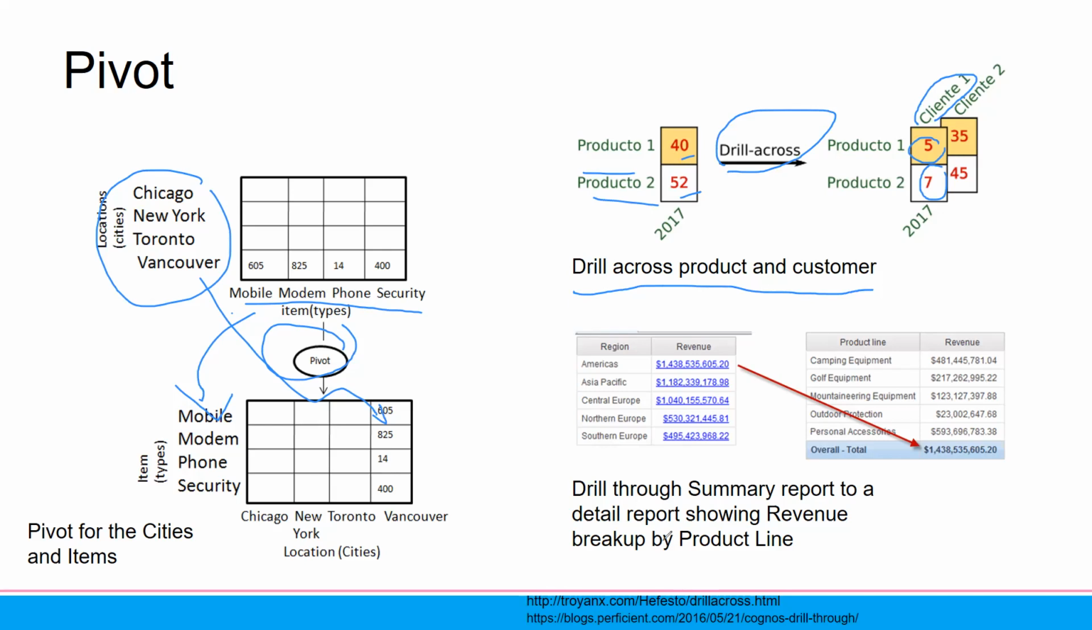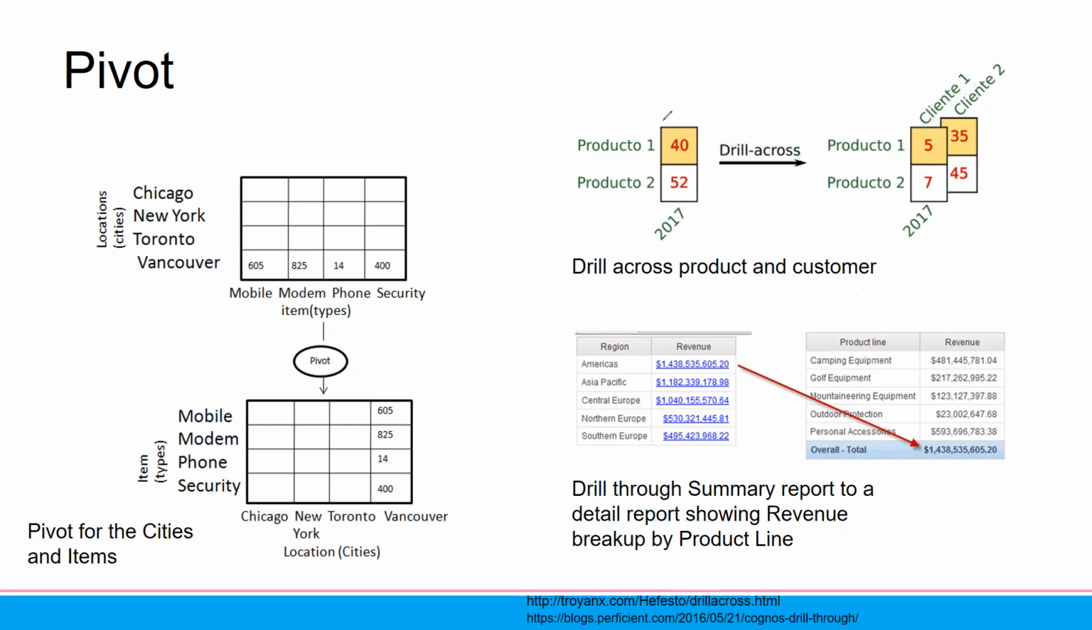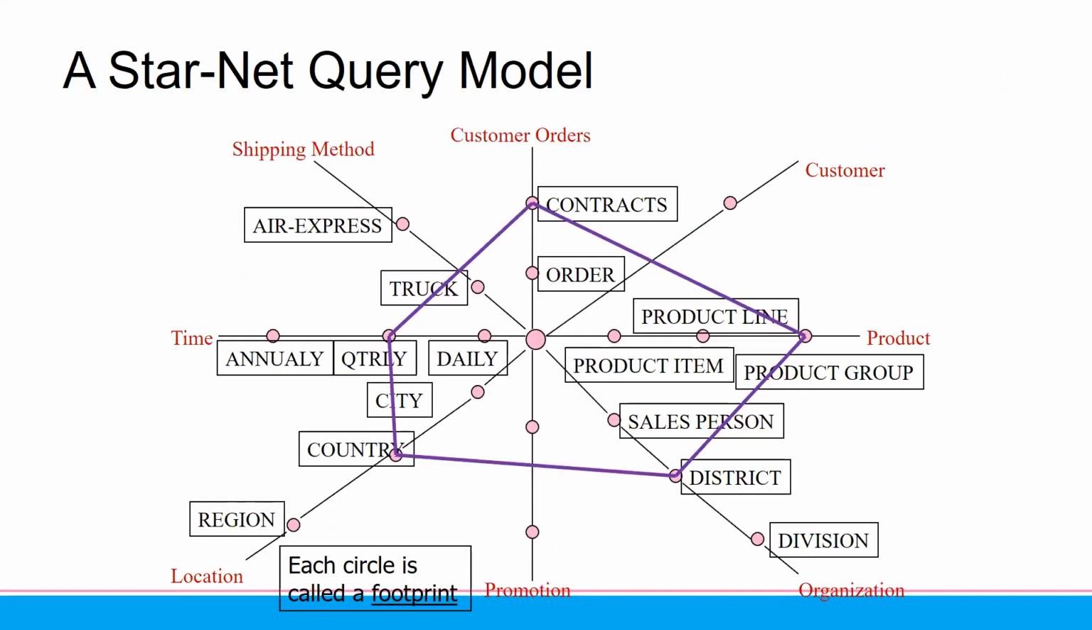Or we can use the drill through on the summary report. So it will show to the CEO directly, for example, if you make a summary report, and then we need to break up the product line. Another concept about the data warehouse is the StarNet query model. In the StarNet query model, we call each cycle a footprint.